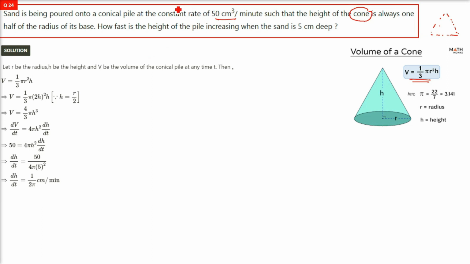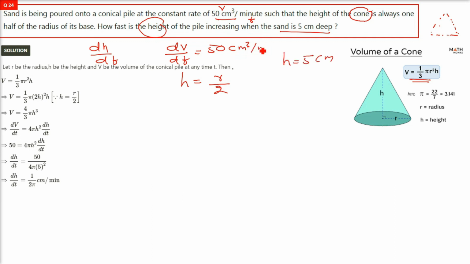50 centimeter cube per minute is your dV by dt, because it is the rate of change of volume. So you write 50 centimeter cube per minute, and the relationship between h and r is already known to us. h is r by 2, and we are going to use it because we are interested in finding out how fast the height of the pile is increasing when the sand is 5 centimeter deep. So we need dh by dt, so we need to eliminate the r in the volume, and when we eliminate the r, we have to put r as 2h.